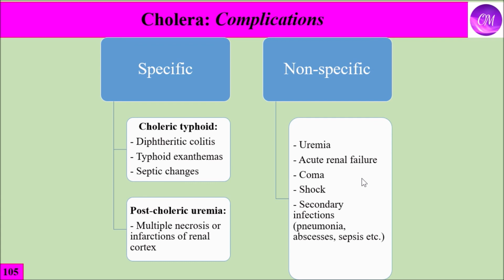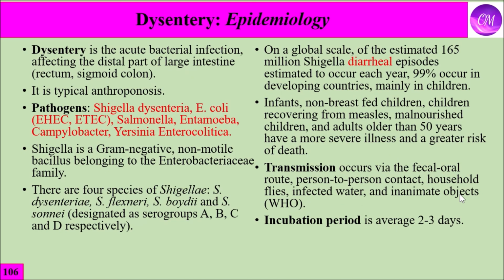The complications of cholera are divided into specific and non-specific. Specific complications are choleric typhoid, characterized by diphtheritic colitis, typhoid exanthemas, and septic change, and post-choleric uremia due to multiple necrosis or infections of the renal cortex. And non-specific complications are uremia, acute renal failure, coma, shock, and secondary infections such as pneumonia, abscesses, and sepsis.